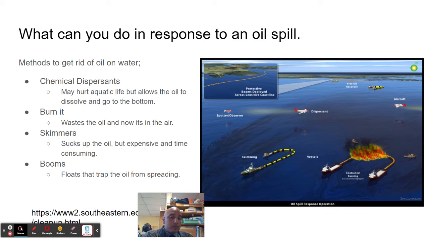So anyhow, booms. Booms are going to be these flotation devices that are just a bunch of buoys that will trap the oil. So this is a way of trying to stop it from entering the beach, or to put a cap on where it's going to spread out. So these are four technologies. Once again, chemical dispersants, you could burn it, you can use skimmers, or you could use booms. And you could check out this article down here if you have some extra time. Let's continue.